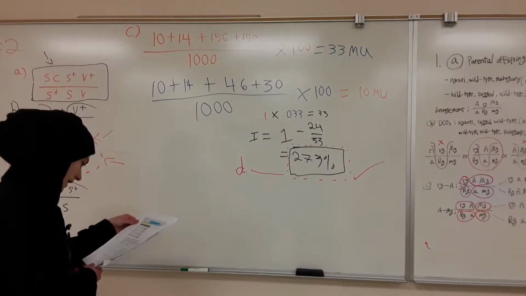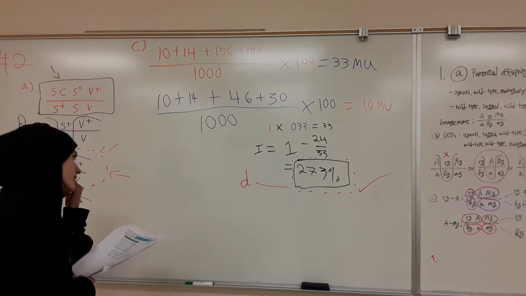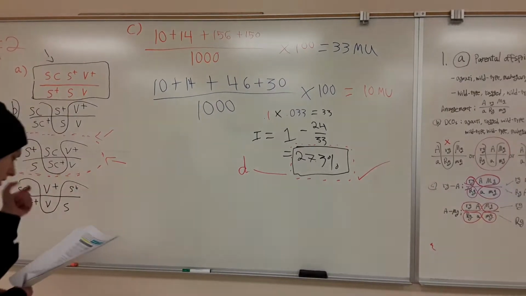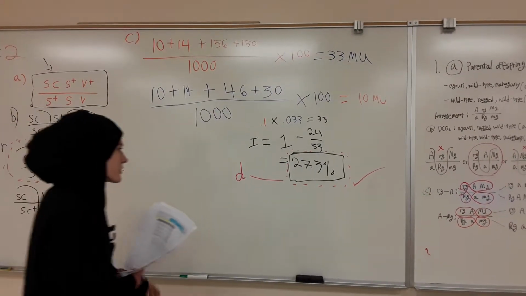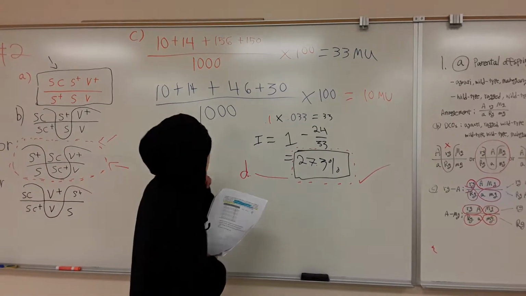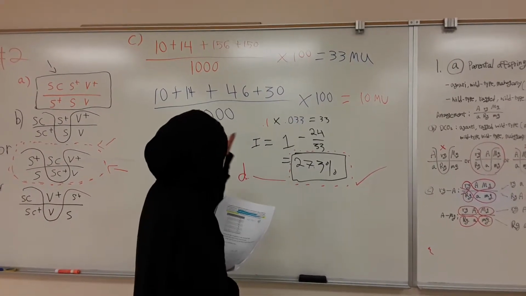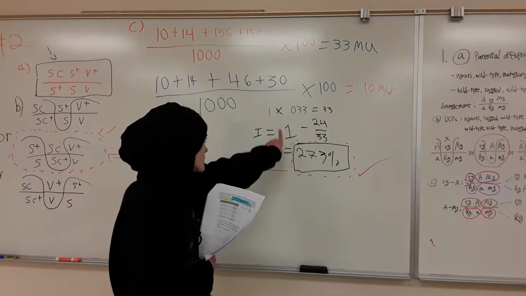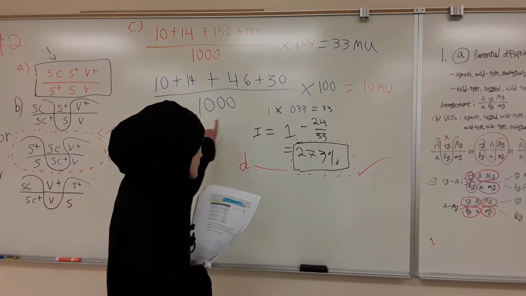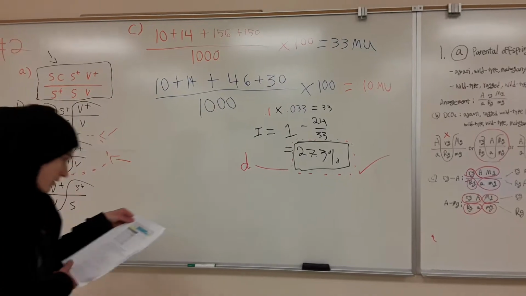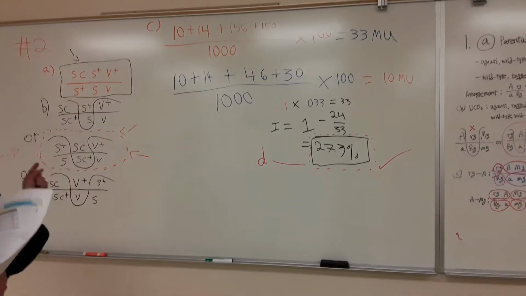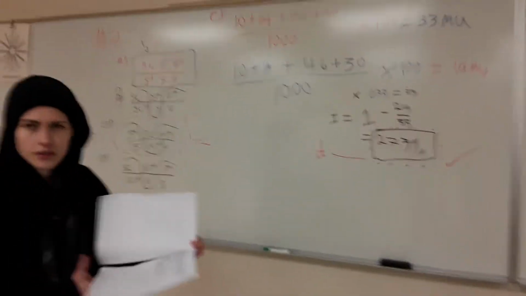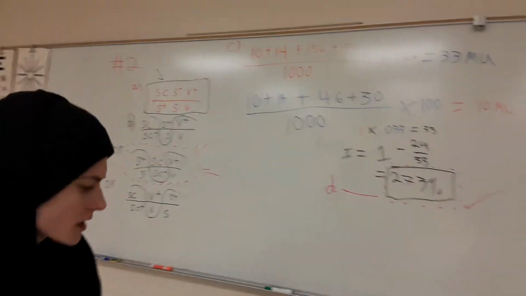And then in order to get the interference value, for D, we do the same thing again that Cyan is doing, where you take 1 minus 24 over 33, and that's going to get you 27.31%. It will start as a decimal, then you just convert it over to a percentage. And then I think Abby is going to explain number 3.